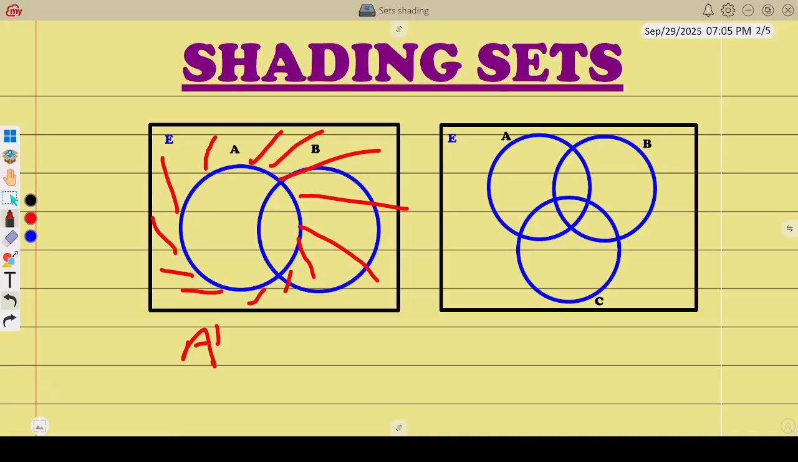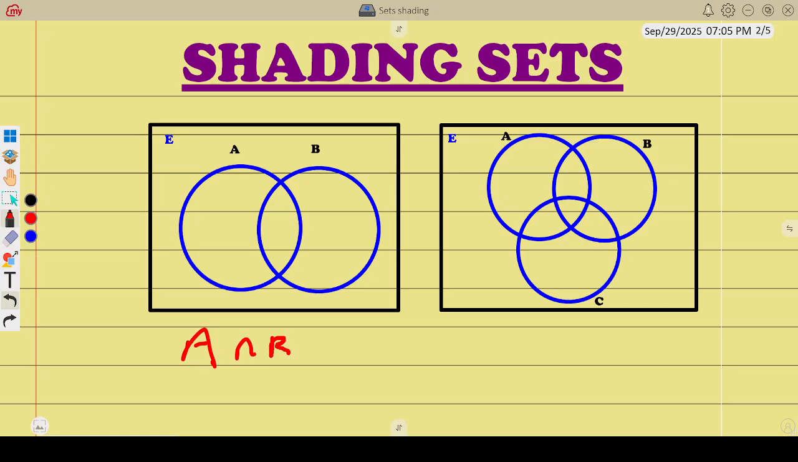So complement means not included. Yeah, so ensure you shade as neat as possible. If they say shade A complement, you've understood. For now it's boring, people understanding.